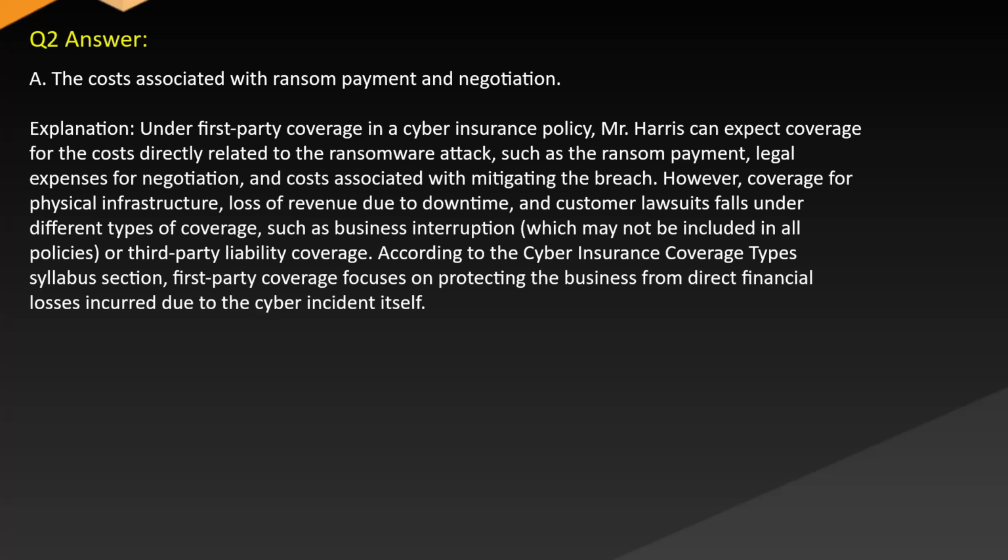However, coverage for physical infrastructure, loss of revenue due to downtime, and customer lawsuits falls under different types of coverage, such as business interruption, which may not be included in all policies, or third-party liability coverage. According to the Cyber Insurance Coverage Type Syllabus section, first-party coverage focuses on protecting the business from direct financial losses incurred due to the cyber incident itself.